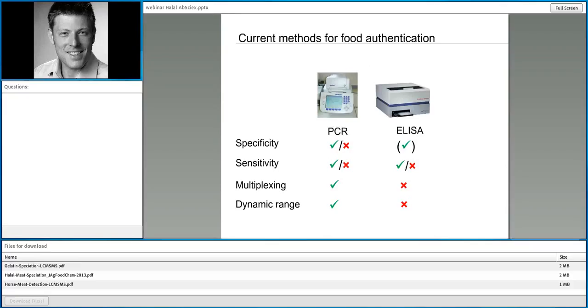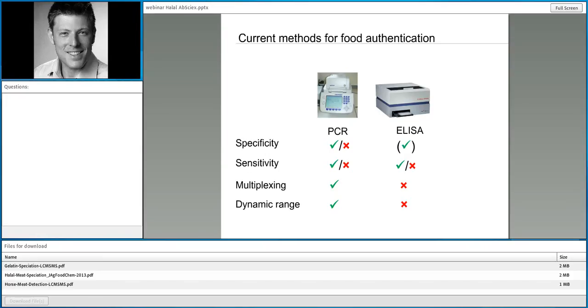Which methods are currently used? And I'm quite happy to see that this slide fits with the results of the poll. So I think that the main methods that I use are PCR and ELISA. I've seen that some of you also do SDS-PAGE. I would like to go briefly into PCR and ELISA.